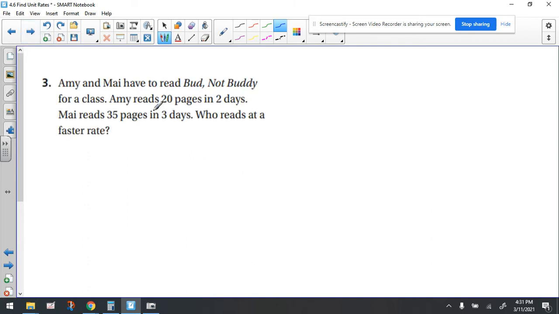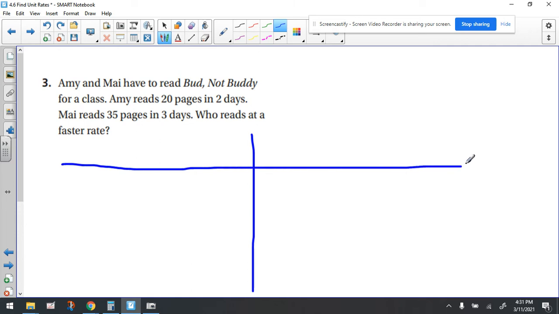All right, so let's look at this one. Amy and May have to read Bud Not Buddy for a class. By the way, good book if you haven't read it. Amy reads 20 pages in 2 days. May reads 35 pages in 3 days. Who reads at a faster rate? So again, when you're comparing 2 people, you want to divide up your workspace so you don't get your stuff confused. We're talking about Amy. We're talking about May.